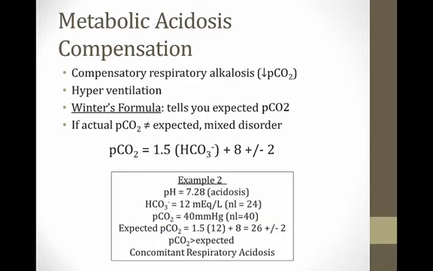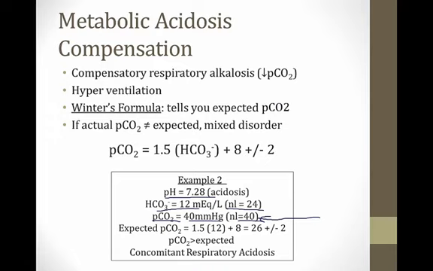Now let's take another example. Suppose the pH is 7.28, so this is an acidosis. The bicarbonate level is 12, so that's low because normal is 24, so this is a metabolic acidosis. And then you have a PCO2 of 40, and normal is 40. So right away I know there are two disorders here because the PCO2 is normal. The PCO2 should never be normal in the setting of a metabolic acidosis. Respiratory compensation is very quick and the body will quickly lower the PCO2 to compensate. So I already know there's a problem before I've used any formulas.